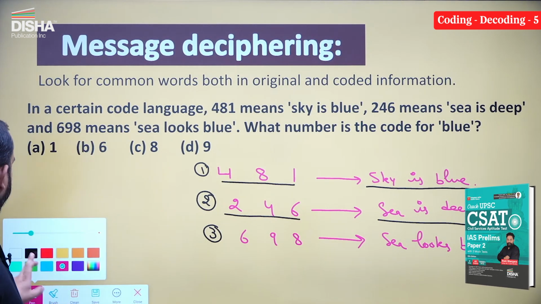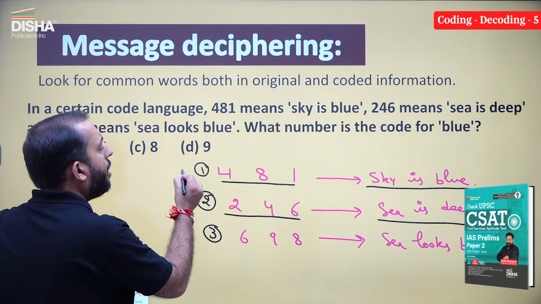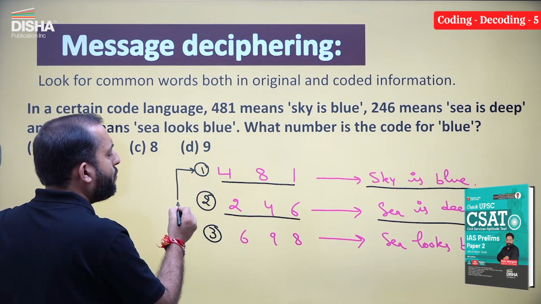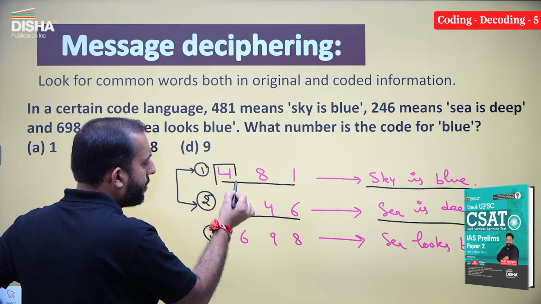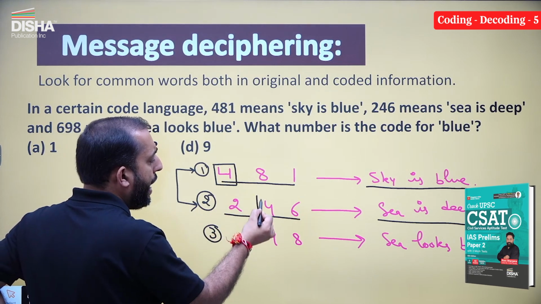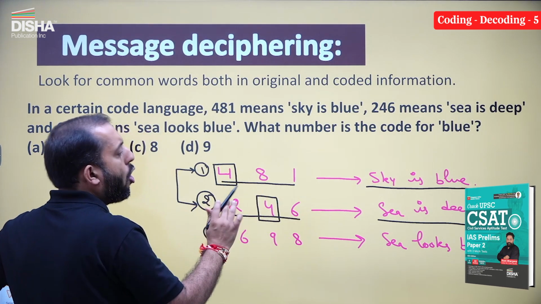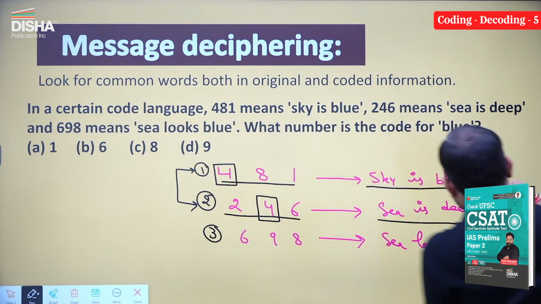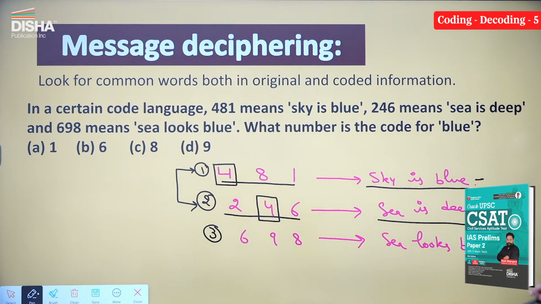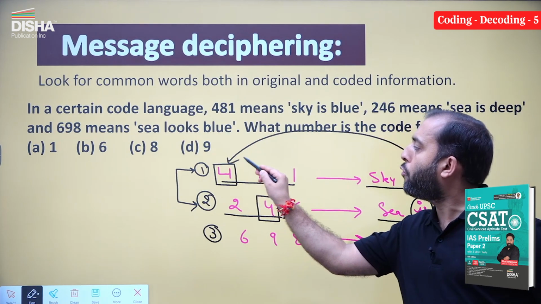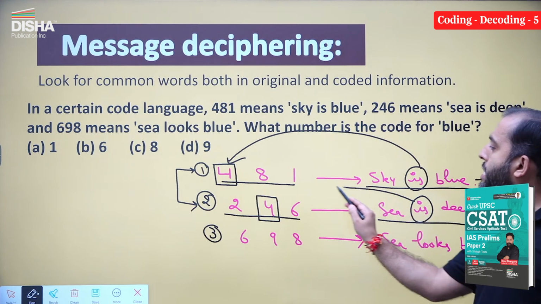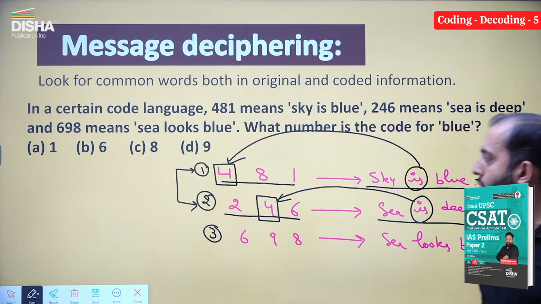In this case, if you compare the first given statement with the second, on the left hand side, you will find out 4 is common. 4 is common in 481 and 4 is common in 246. On the other side, when you compare these first two, you will find out is is common. This means 4 is the digit that has been used for is.